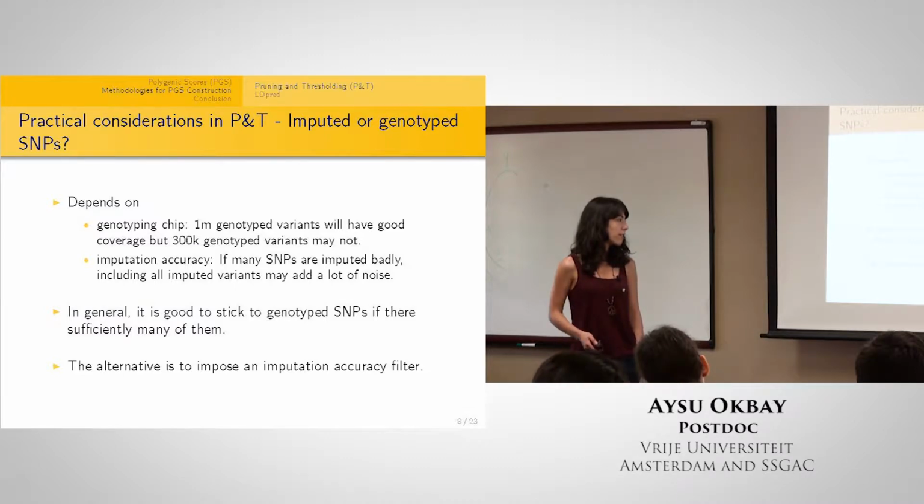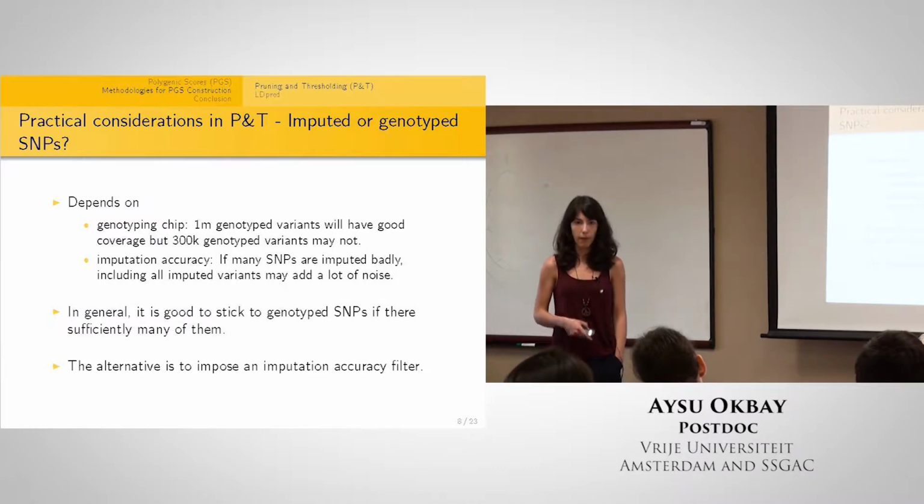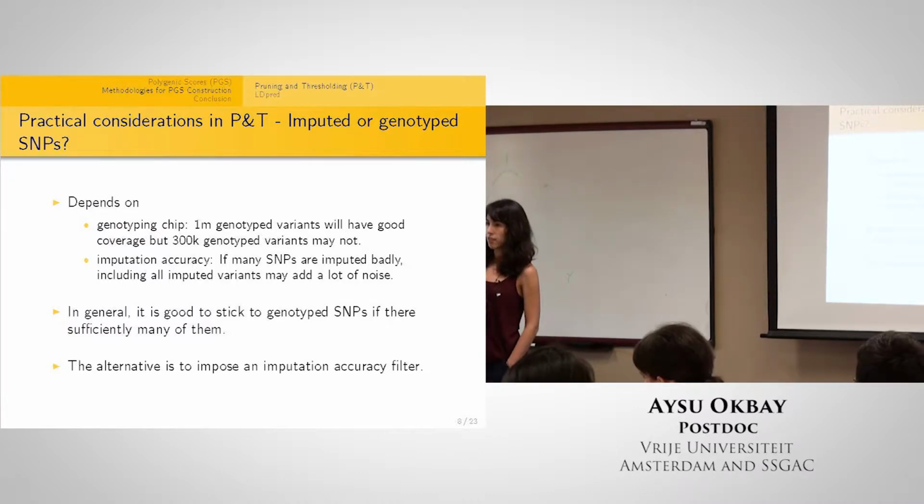Is that filter in both the discovery and the target? This is just the target. I'm assuming that we are dealing with meta-analysis results, and since that is obtained by meta-analyzing a lot of cohorts, we don't have imputation accuracy values for those. Do you have a rule of thumb for the filter?